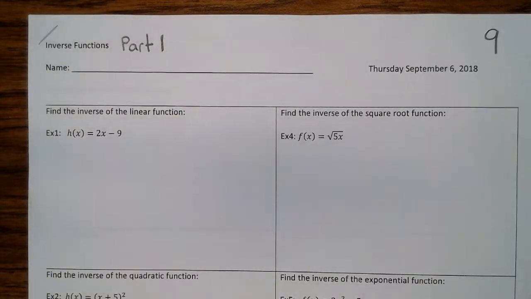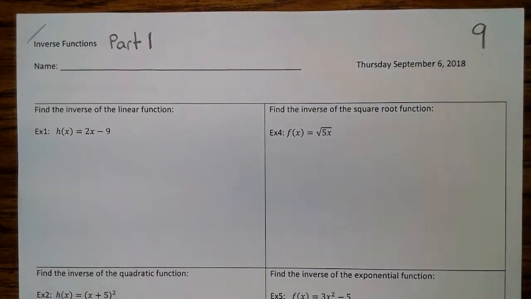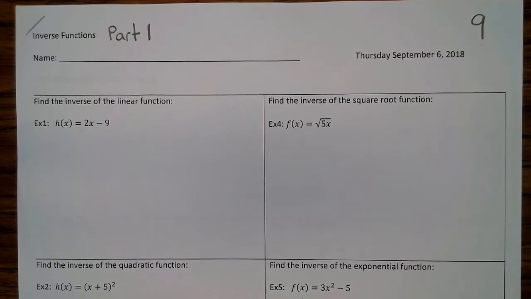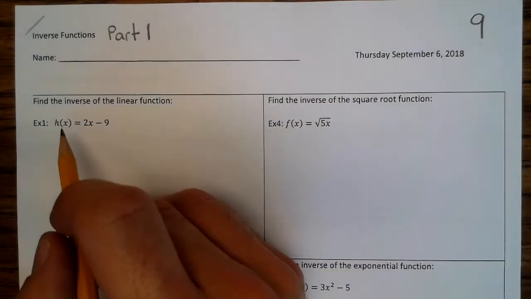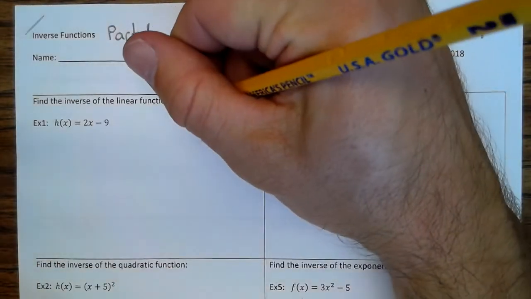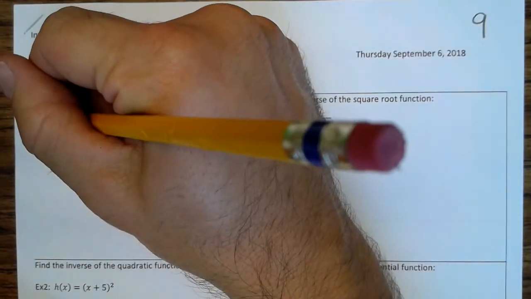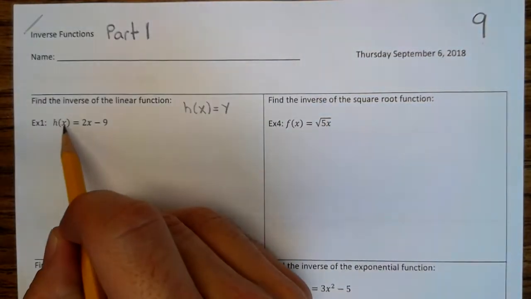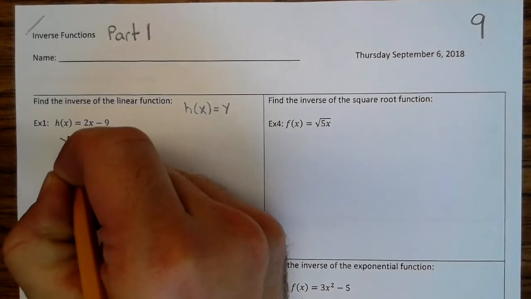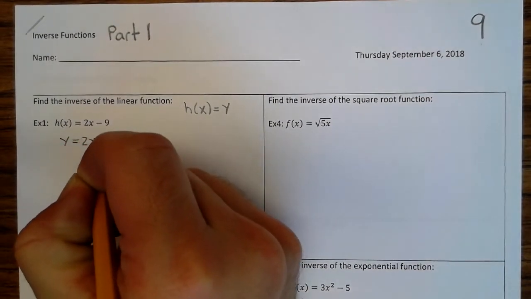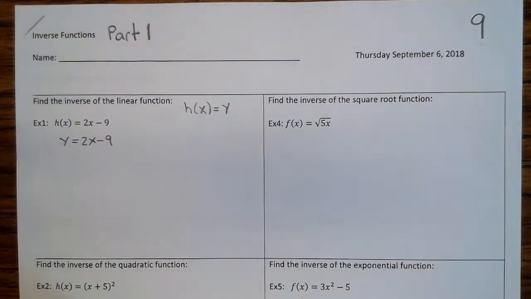So now let's take a look at our examples. Remember, this is going to be on page 9. All right. So find the inverse of the linear function. Okay. Remember, method 1 was to switch the x and y and resolve for y. So what we need to do, remember, h of x in this case represents y. So to save a step, you could just write a y over the h of x, but I'm just going to write it here. Y equals 2x minus 9.